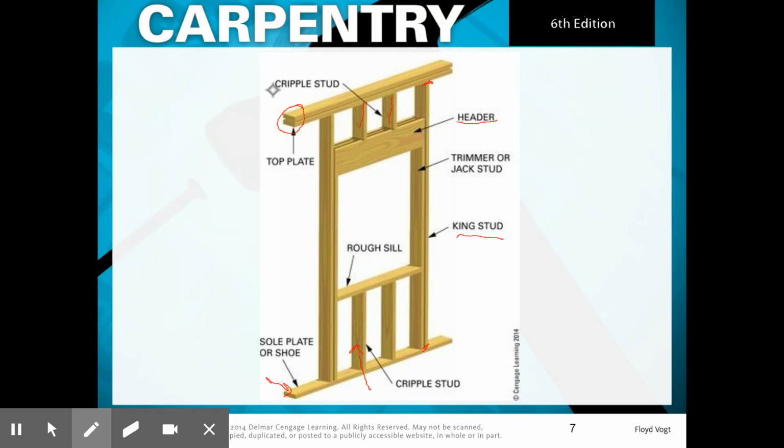One thing to keep in mind with cripple studs is that these are still run on 16-inch centers. So regardless of where the window's located, we're still going to have our cripple studs on 16-inch centers, as if we were continuing the wall layout and a window wasn't in there.